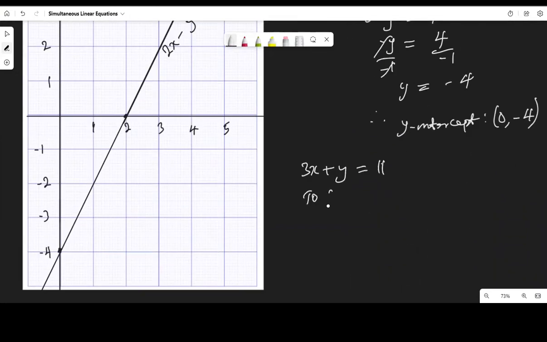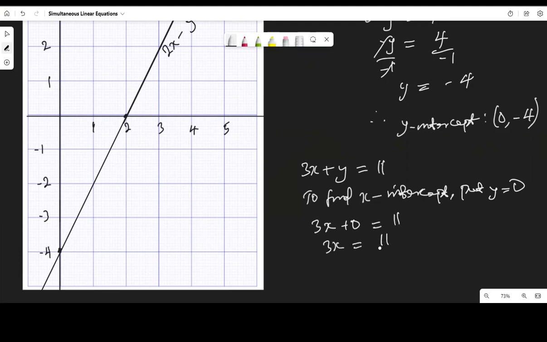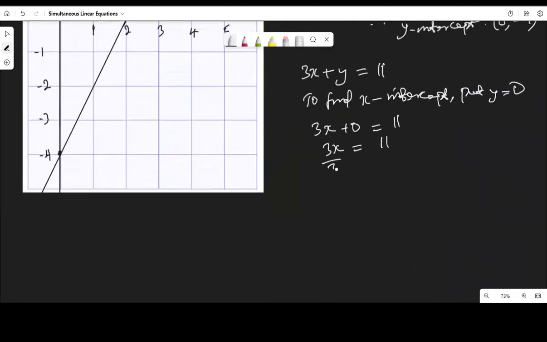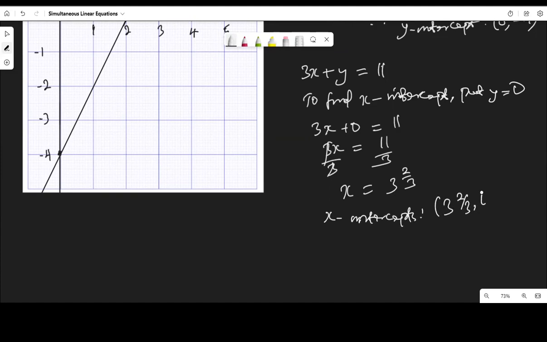To find the x-intercept, we put y to be 0. So 3x plus 0 equal to 11. 3x therefore is equal to 11. Dividing both sides by 3, x is equal to 11 divided by 3, which is 3 whole number, 2 over 3. That x intercept is 3, 2 over 3 and 0.